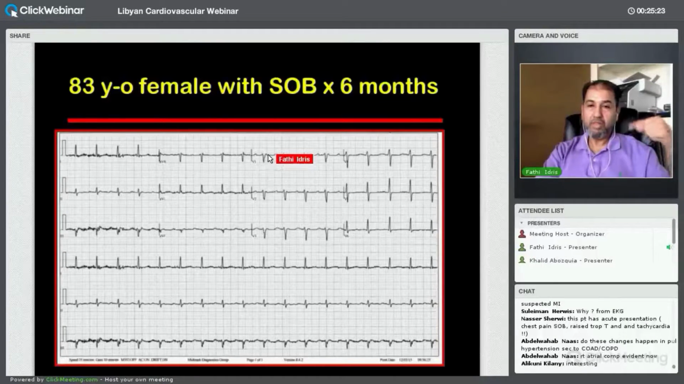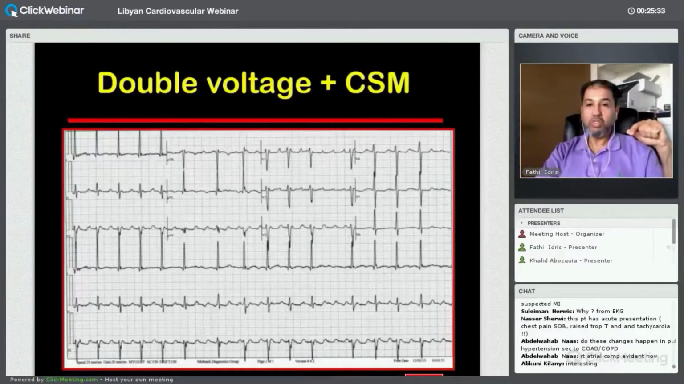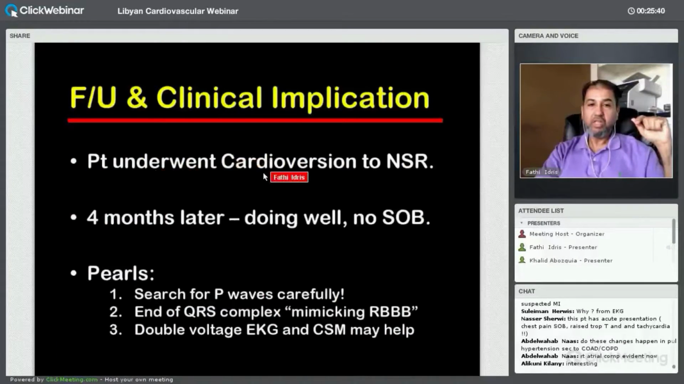But if you don't think about the possibility that this could be an extra P wave here, by doing maneuvers, so double voltage and carotid sinus massage, you can decide that this patient was actually in atrial tachycardia, like we can see here. So the patient was not in sinus tachycardia. So the patient underwent electrical cardioversion to normal sinus rhythm, and 4 months later, she was doing very well. No shortness of breath. So her symptoms of shortness of breath were secondary to this tachycardia.